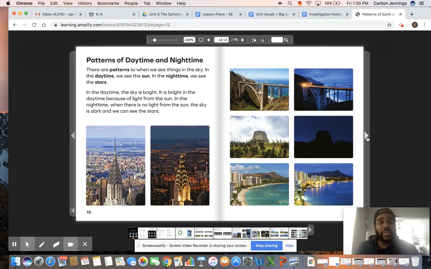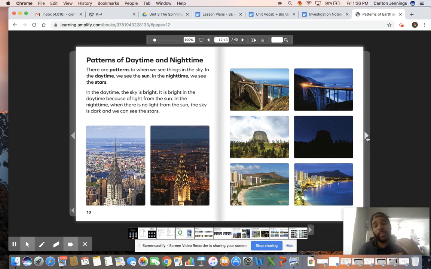In the daytime, the sky is bright. It is bright in the daytime because of the light from the sun. In the nighttime, when there is no light from the sun, the sky is dark and we can see the stars. So when you start to see the stars, it tells me that the sun is setting or the sun is rising.